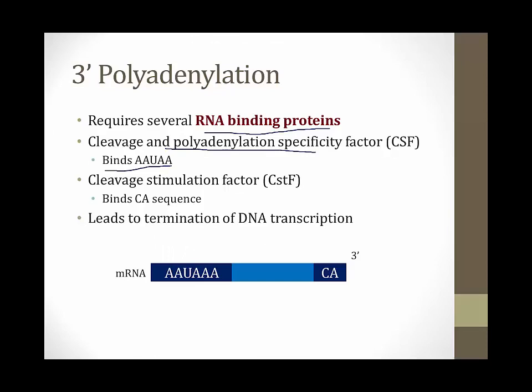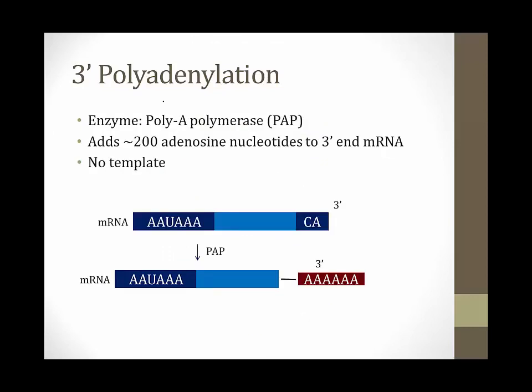Another important RNA binding protein is called CSTF, or cleavage stimulation factor. This binds to the CA sequence that is also always found at the end of genes. And binding of these 2 factors leads to termination of DNA transcription. Once DNA transcription has ceased, the enzyme poly-A polymerase comes in and adds about 200 adenosine nucleotides to the 3' end of mRNA. This is called a poly-A tail, and this process is called 3' polyadenylation.